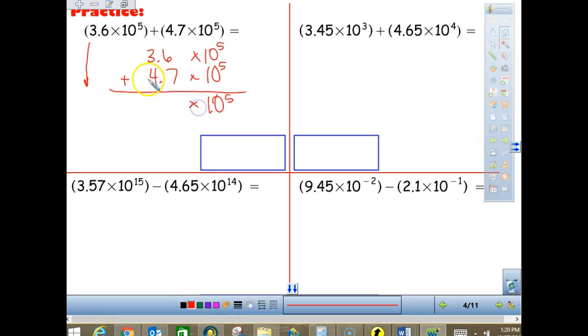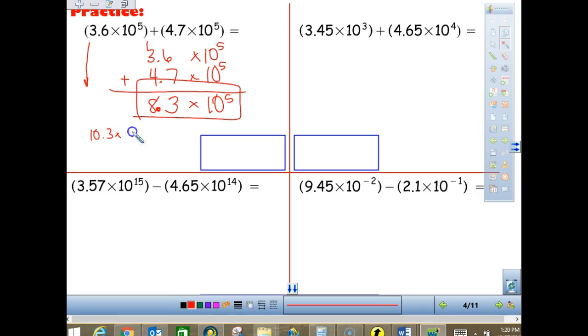I'm going to have it times. And now, just add those two decimals together, right? 6 plus 7 gives us 13, so we should have 8.3 times. Is it in scientific notation? Yes. I'm done.